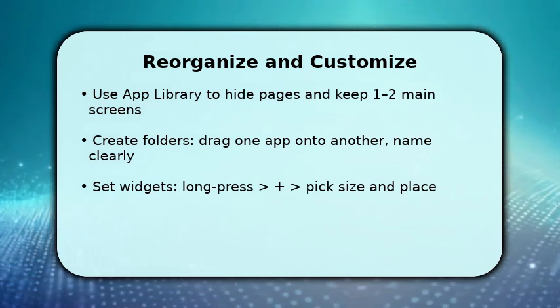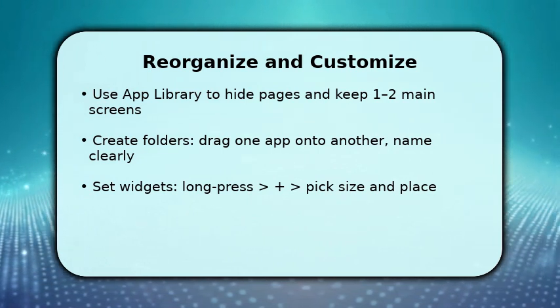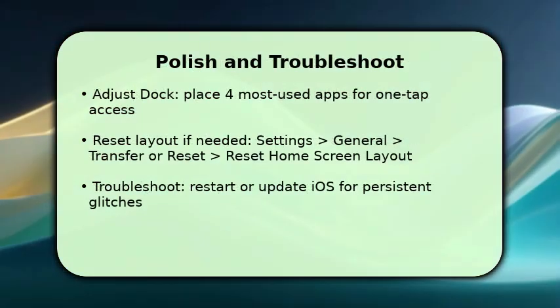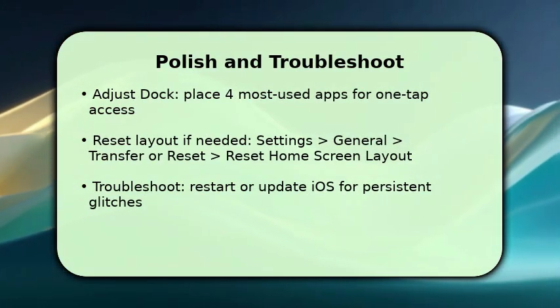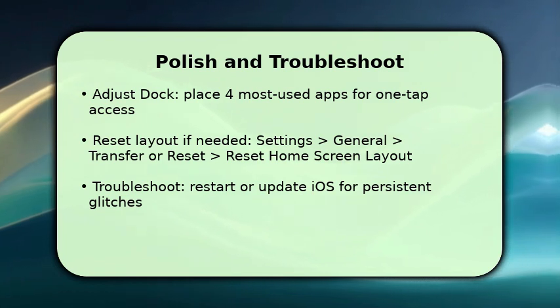Once widgets and folders are in place, test swipe flows to ensure your most used apps are reachable by refining and verifying behavior. Put your top 4 apps in the dock for one-tap access, and tidy remaining items across 1 or 2 screens for minimal swiping.